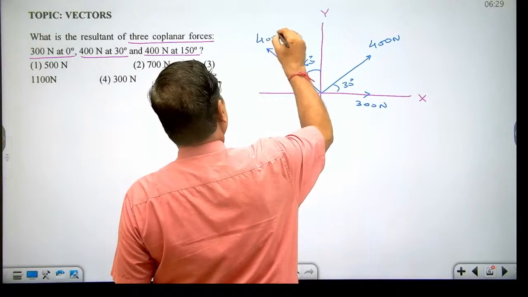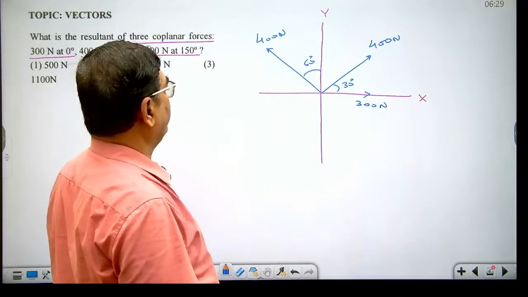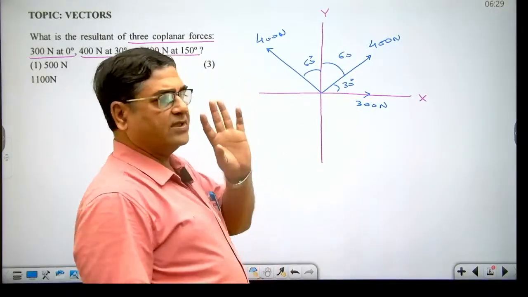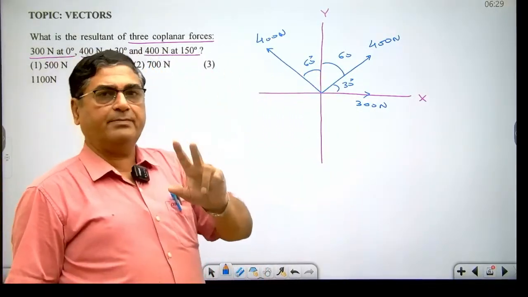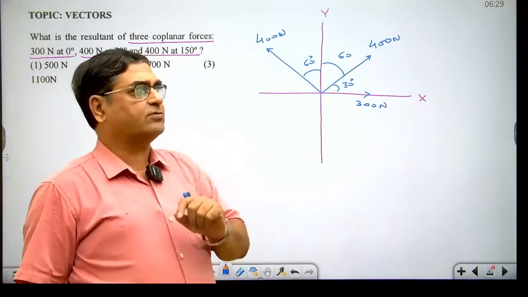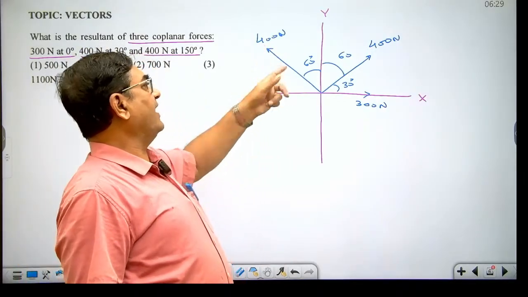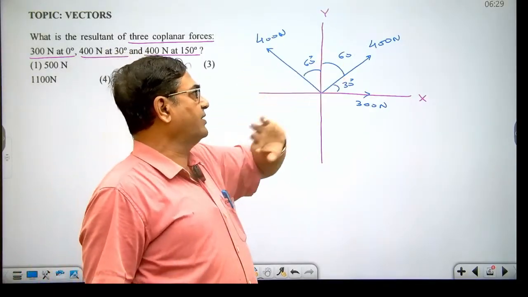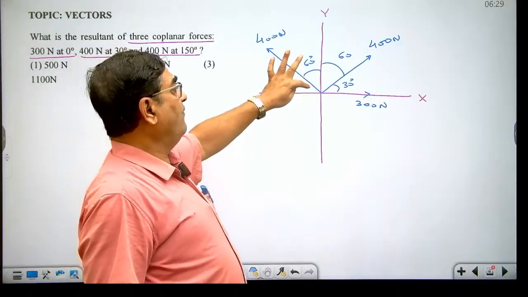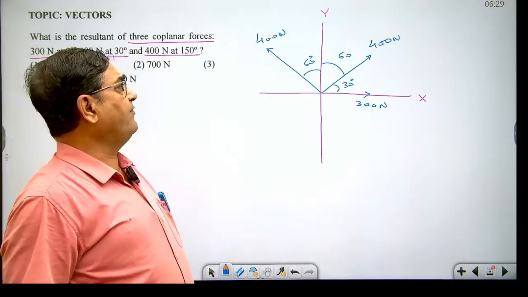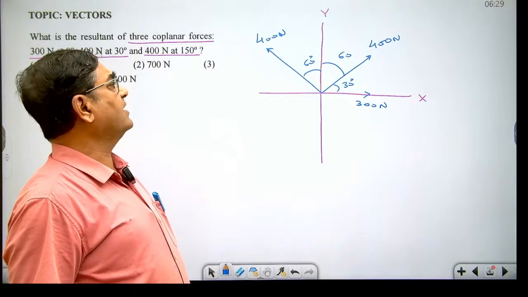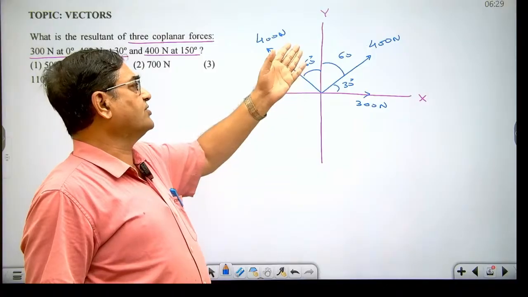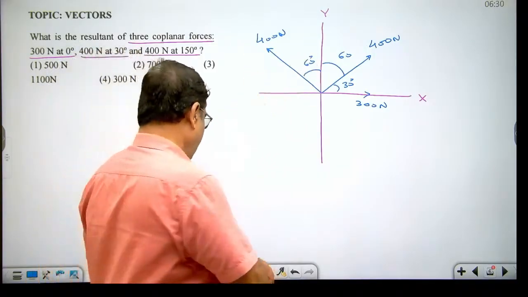This is 400 Newton. Now to find the resultant, we can see if this is 30, this is also 60. This is the general result of vectors when two vectors are of the same magnitude: the resultant always passes through their angular bisector. And if the angle between two vectors is 120 degree, the resultant remains equal to any one vector. So the resultant of 400 Newton and 400 Newton will also be 400 Newton acting in y direction. Or you can take the components 400 cos 60, 400 cos 60, and 400 sin 60, 400 sin 60 will get cancelled. Cos 60 degree equals 1 upon 2, so 200 plus 200 will become 400 Newton.